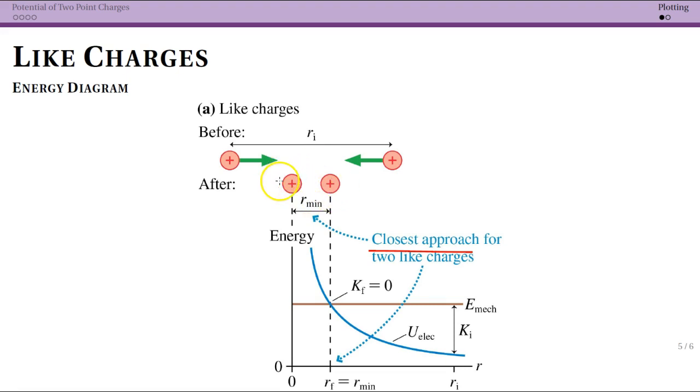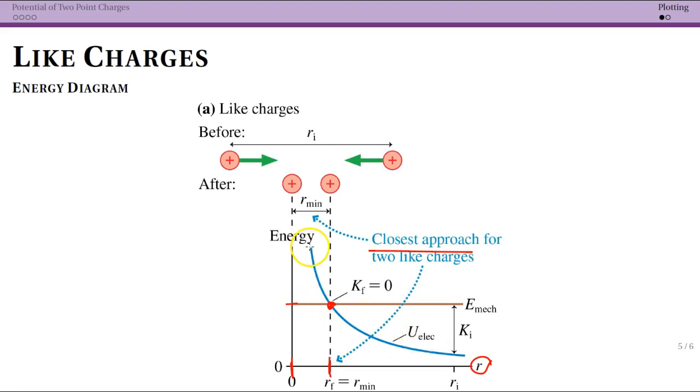So on our energy diagram here, note that we're plotting R. So we're not actually plotting the position of one or the position of both of them. We're plotting the distance between them. And so our closest approach, note that we have 0 here, is here. Notice it literally relates to our picture. This is a nice way to do it. And at that point, our kinetic energy is 0. And so that's where our mechanical energy, labeled here, is equal to our potential energy.